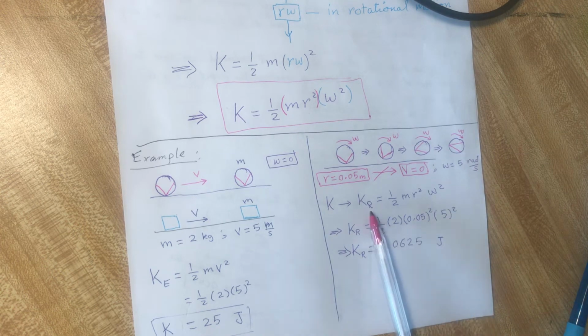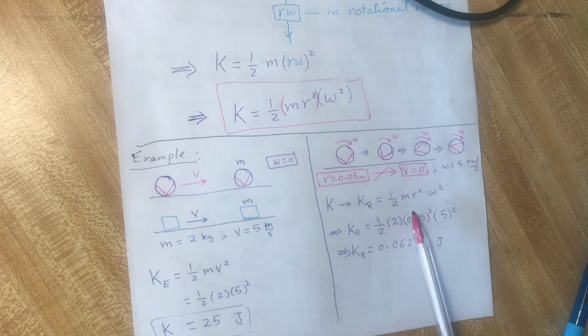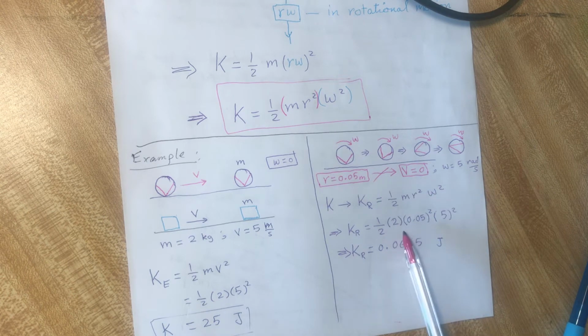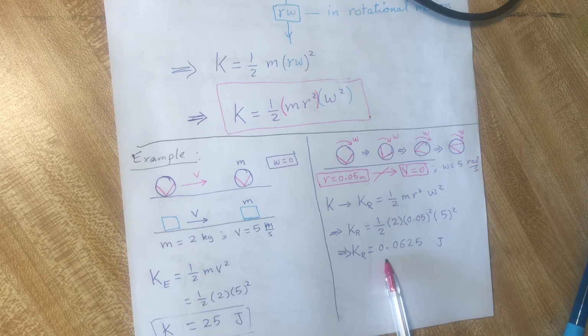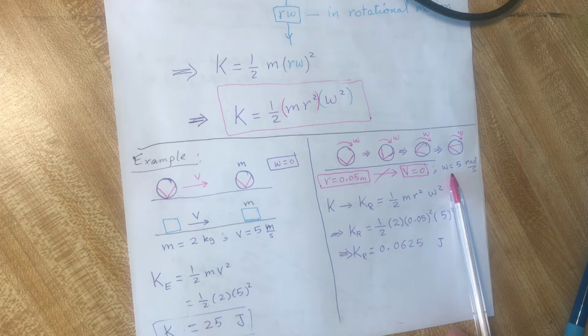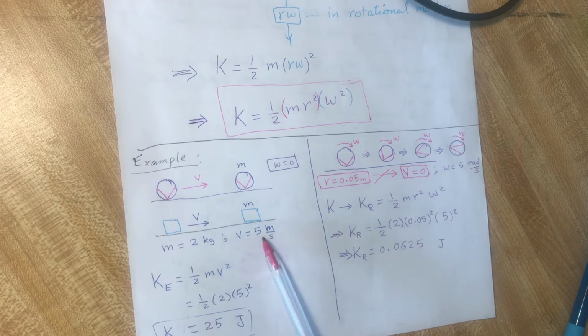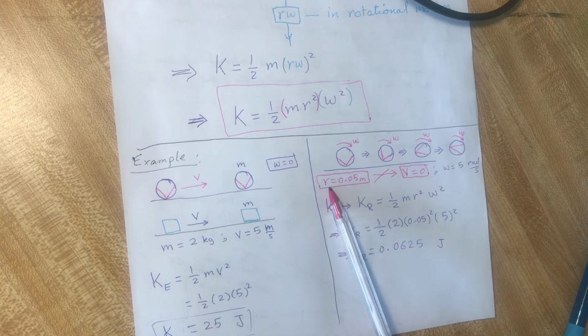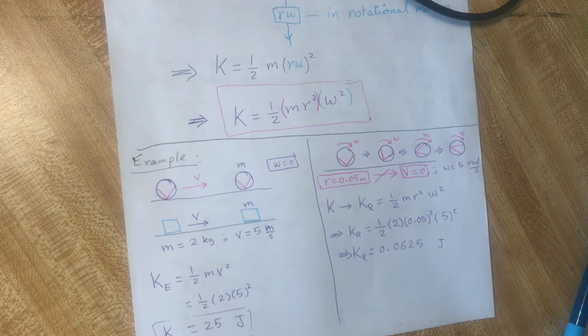Now, the rotational kinetic energy is equal to half multiplied by m by r squared by omega squared. Put the numerical values. The mass is the same mass, 2 kilograms. Then the rotational kinetic energy will be equal to 0.0625 joules. It is not the same as this one. We have omega 5 radians per second, we have the velocity 5 meters per second, and the radius is 5 centimeters, just like this one. And we have different kinetic energy.